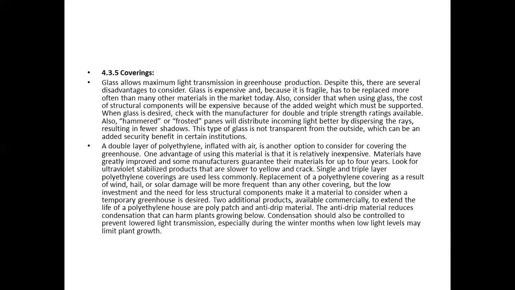A double layer of polythene inflated with air is another option to consider for covering the greenhouse. One advantage of using this material is that it is relatively inexpensive. Materials have greatly improved and some manufacturers guarantee their materials for up to 4 years. Look for ultraviolet stabilized products that are slower to yellow and crack. Single and triple layer polyethylene coverings are used less commonly.